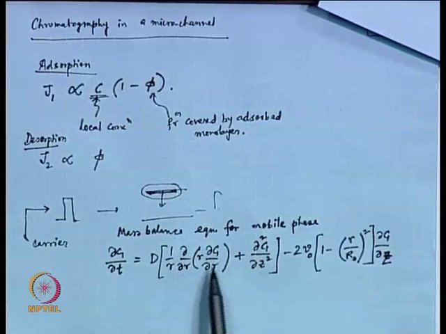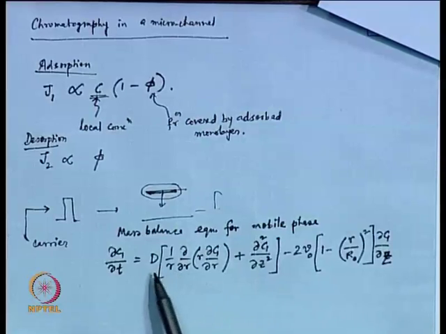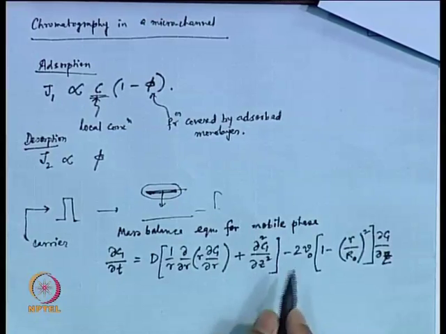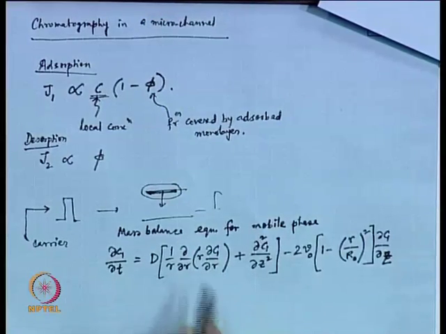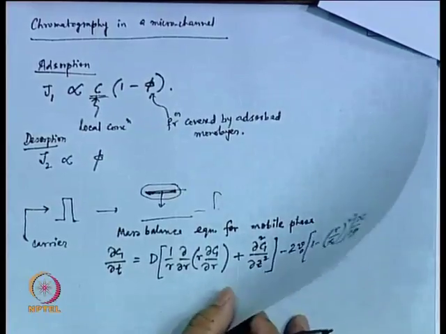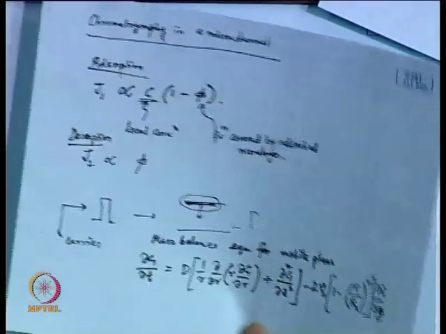Okay. Here you have, this is the radial diffusion term, this is still there, D into this. Another term is additionally there, which is not there in the Taylor dispersion, is D del square C1 del z square, this term. This is due to axial diffusion. Okay. So, this is the governing equation that researchers have considered for chromatography. However, this is only for the mobile phase. Okay, this is only for the mobile phase.